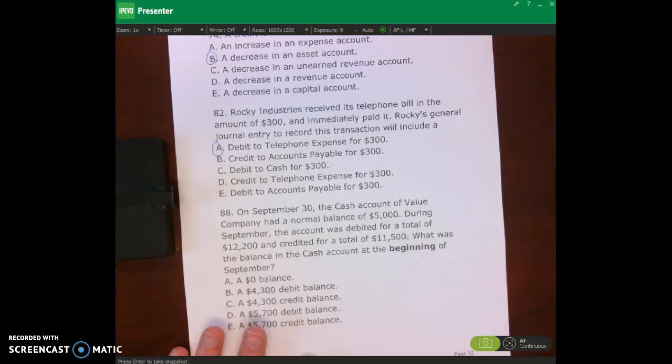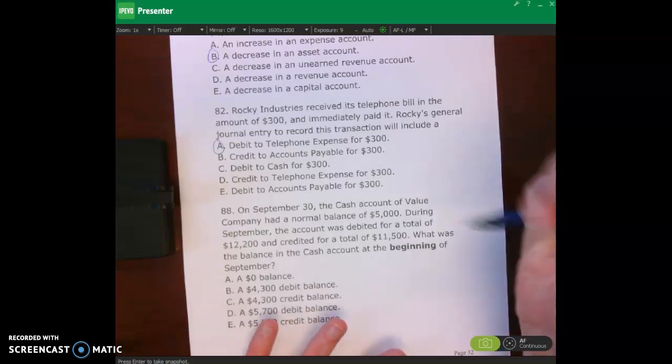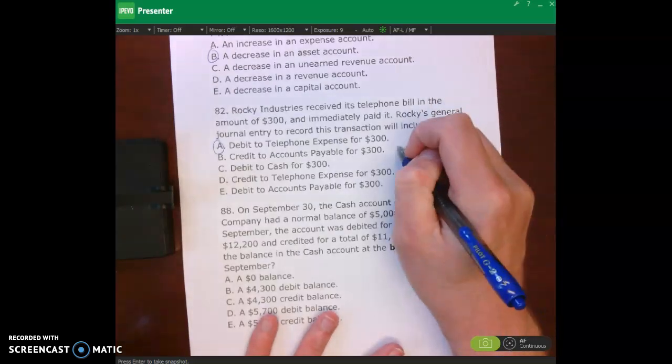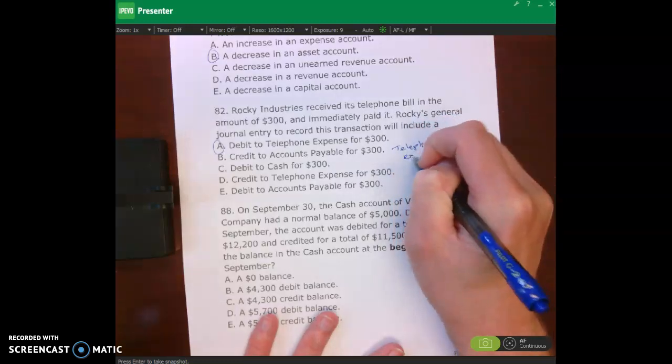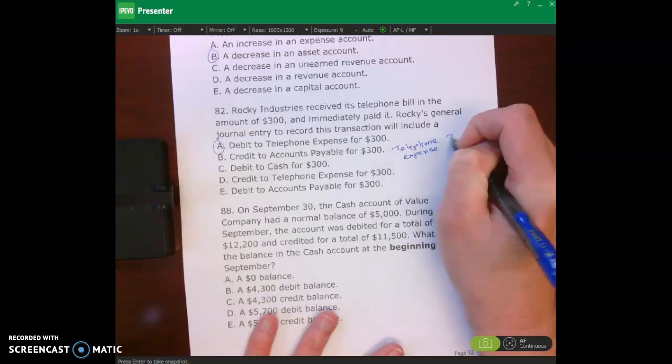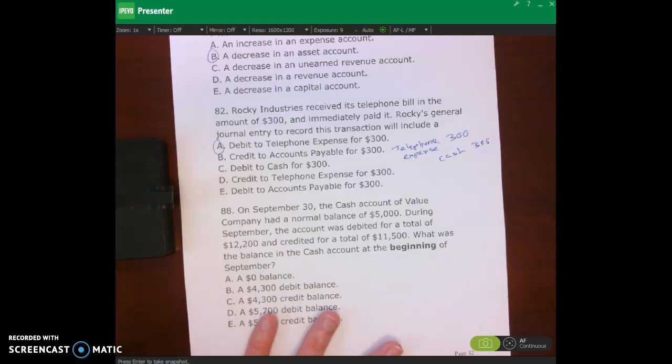Let's look at the next one, number 82. Rocky Industries received its telephone bill in the amount of $300 and then immediately paid it. The journal entry would be a debit to telephone expense, and I'll write it out, debit to telephone expense for $300, and then a credit to cash for $300. That would be my journal entry.